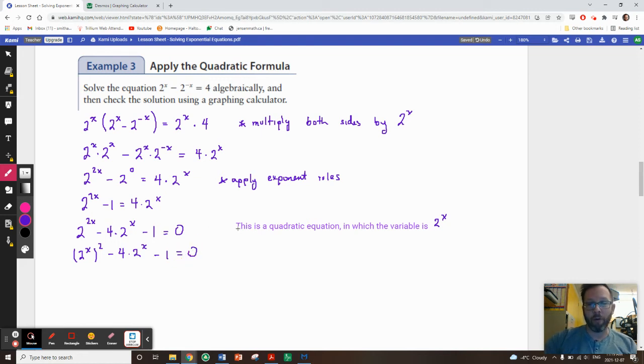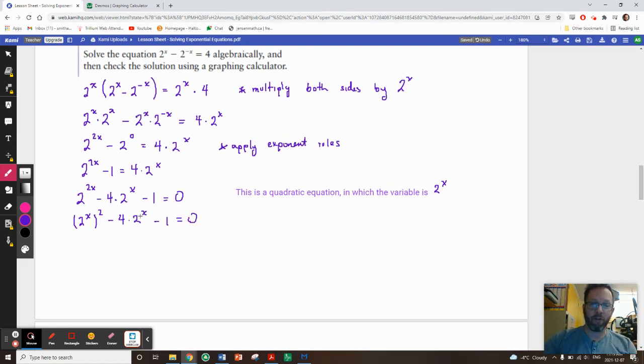This is quadratic, and the variable is 2 to the power of x. Here's what I prefer to do at this point. To make it a little more obvious, I'm going to make a little change of variables. I'm going to let a variable u equal 2 to the power of x. Why do I do that? Well, now I can rewrite my equation a little cleaner.